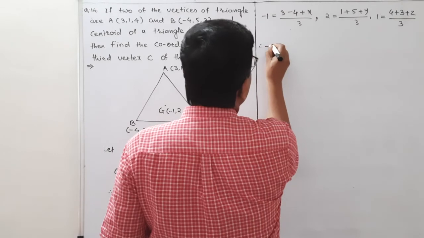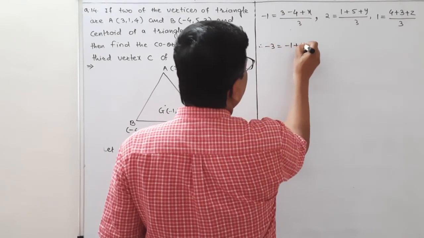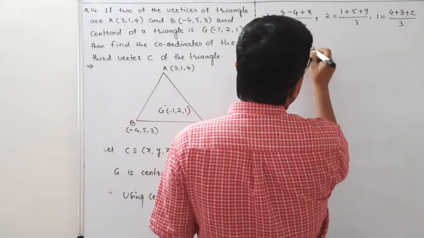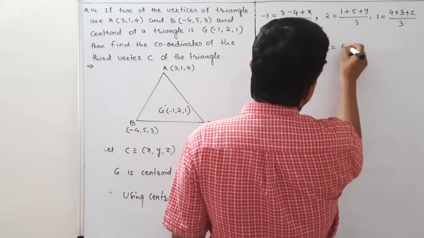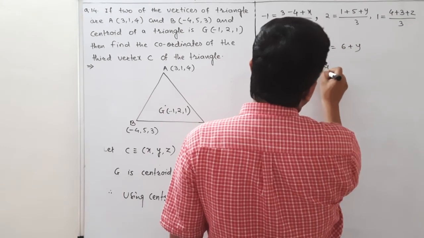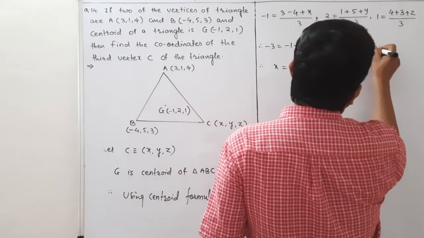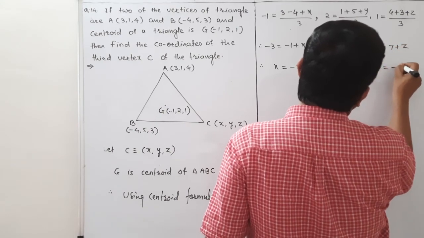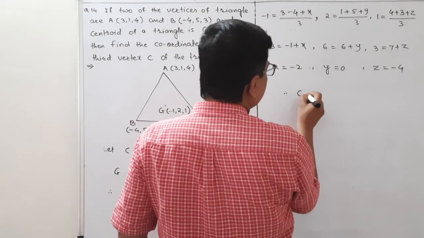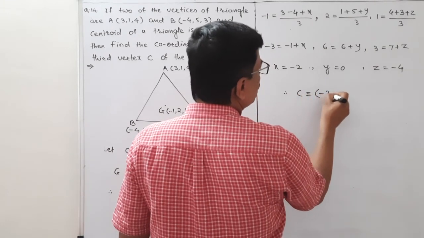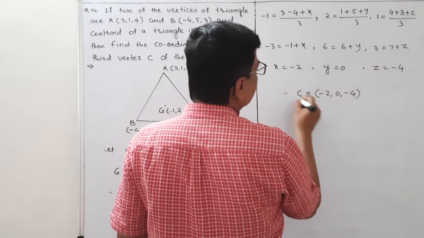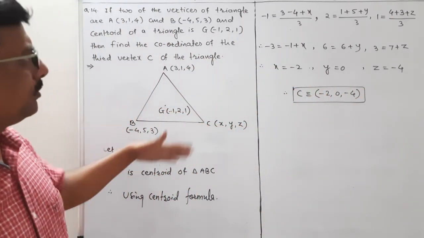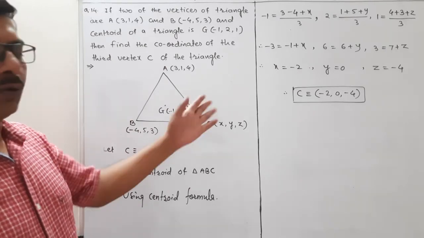Therefore, -3 is equal to -1 plus x, and hence x is equal to -2. Also, 6 is equal to 6 plus y, therefore y is equal to 0, and 3 is equal to 7 plus z, therefore we can say that z is equal to -4. Hence we can say that C has coordinates -2, 0, -4. These are the coordinates of point C. Okay, in this way we can use centroid formula to find coordinates of C.